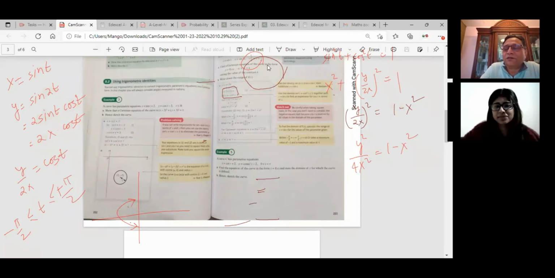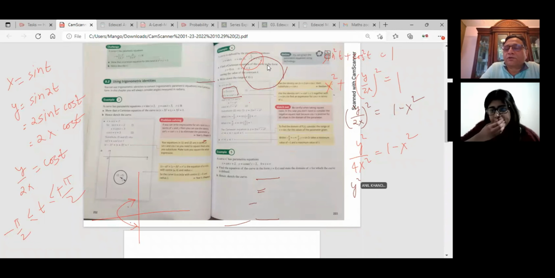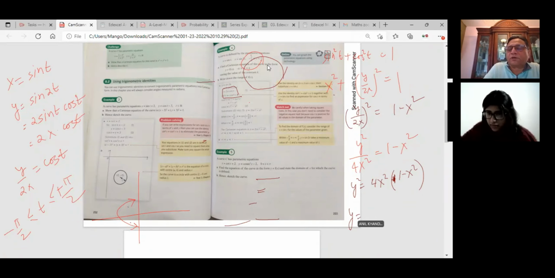Yeah, this was straightforward. So y squared equals, cross multiply, so we get 4x squared times 1 minus 4x to the power of 4. Now you square root it, because y will be the square root of 4x squared, which is, we'll take out 2x outside, 1 minus x squared. So we get 2x square root of 1 minus x squared. Is that clear to you?